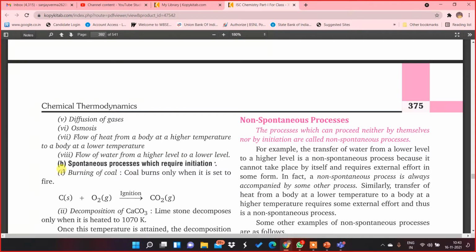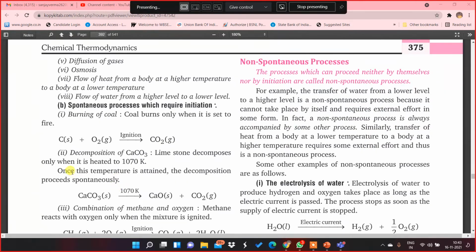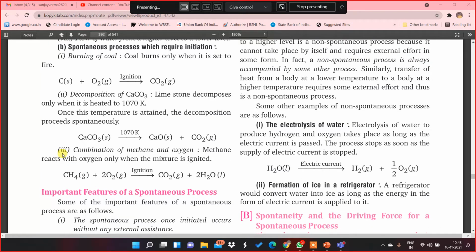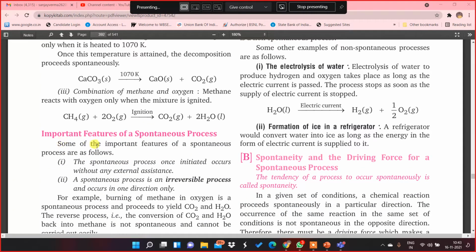Now have a look at some spontaneous processes which require initiation, like burning of coal. Coal burns only when it is set on fire. Number 2 is decomposition of calcium carbonate. Limestone decomposes only when it is heated to 1070 Kelvin. The third one is combination of methane and oxygen. Methane and oxygen react with each other only when the reaction mixture is ignited, that is, heated.